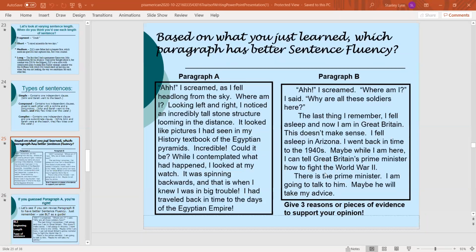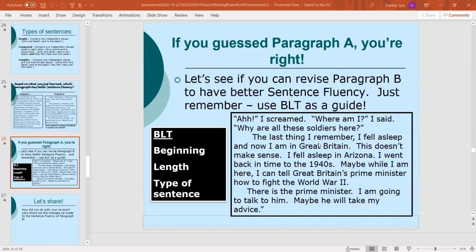Okay, based on what you just learned, which paragraph has better sentence fluency? Again, you're going to choose the one that you think is the better one. Give your reasons or pieces of evidence to support your answer.